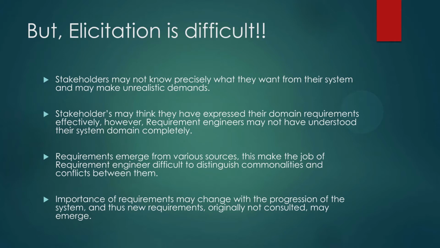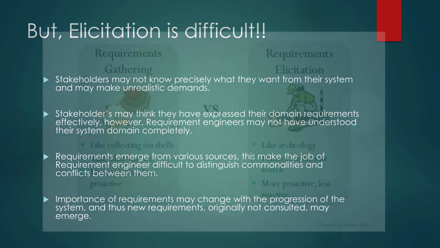As useful as requirement elicitation can be, it is also difficult to carry out this process due to some limitations holding the requirement engineers back. Sometimes stakeholders may not know precisely what they want from their system and may make unrealistic demands. Stakeholders may think that they have expressed their domain requirements effectively, however, requirement engineers may not have understood their system domain completely. Requirements emerge from various sources. This makes the job of the requirement engineer difficult to distinguish commonalities and conflicts between them. The importance of requirements may change with the progression of the system and thus new requirements originally not consulted may emerge.